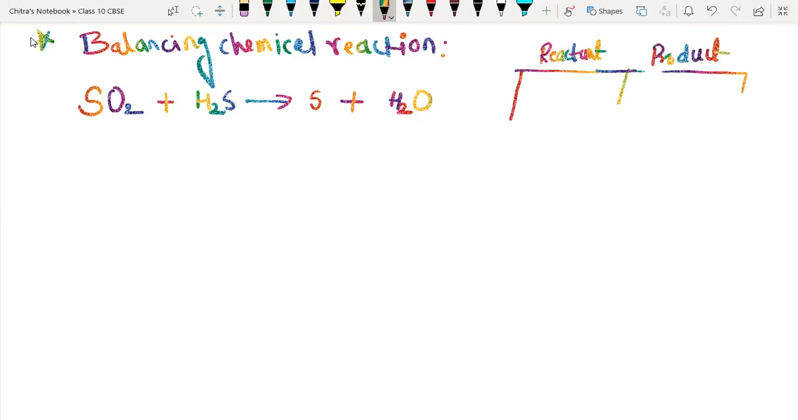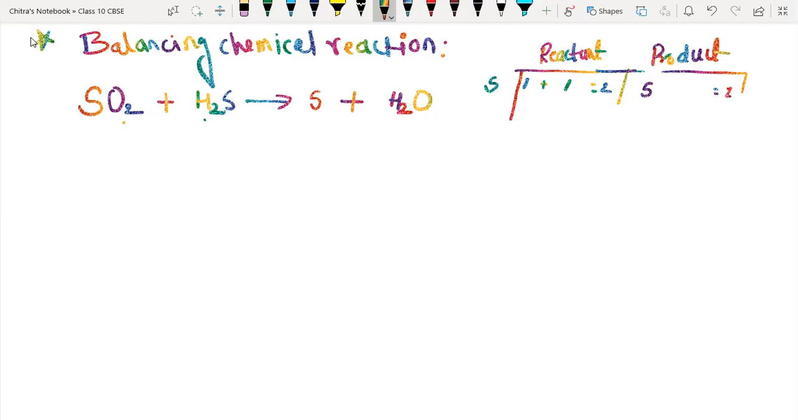Okay, here I am taking the first element, sulfur. So sulfur on the reactant side: we have two reactants. In the first reactant we have one sulfur, and in the second reactant again we have one sulfur. So we add 1 plus 1, a total of 2 sulfur on the reactant side. But on the product side we have only one sulfur, because water does not have sulfur. So we write only one over here.